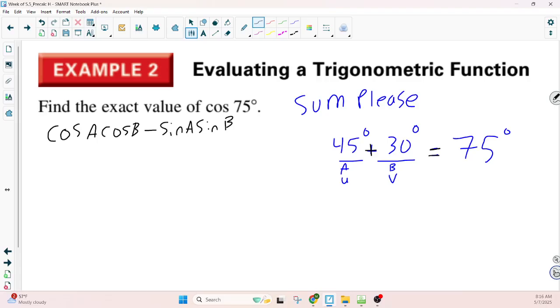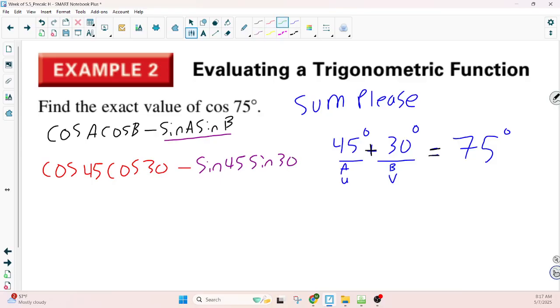Weird that the sum formula has a minus in it, right? Just a quick little call out on that. The cosine ones seem to be a little bit backwards. The signs are backwards, but the sine ones are what you would expect. So all you need to do is figure out cosine of 45, cosine of 30, minus sine of 45, sine of 30.